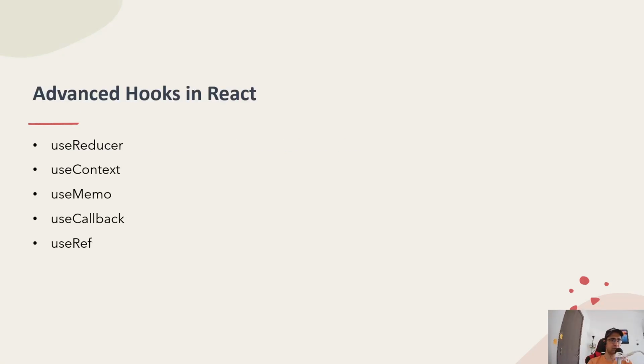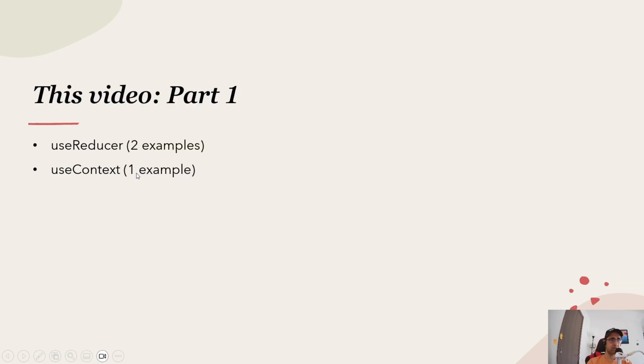There are several advanced React hooks that you can definitely encounter in your projects, but in this video, I'm going to specifically focus on useReducer, useContext, useMemo, useCallback, and useRef. In this video, which is part 1 of this tutorial, I'm going to specifically give you two practical examples using useReducer and one example for useContext.